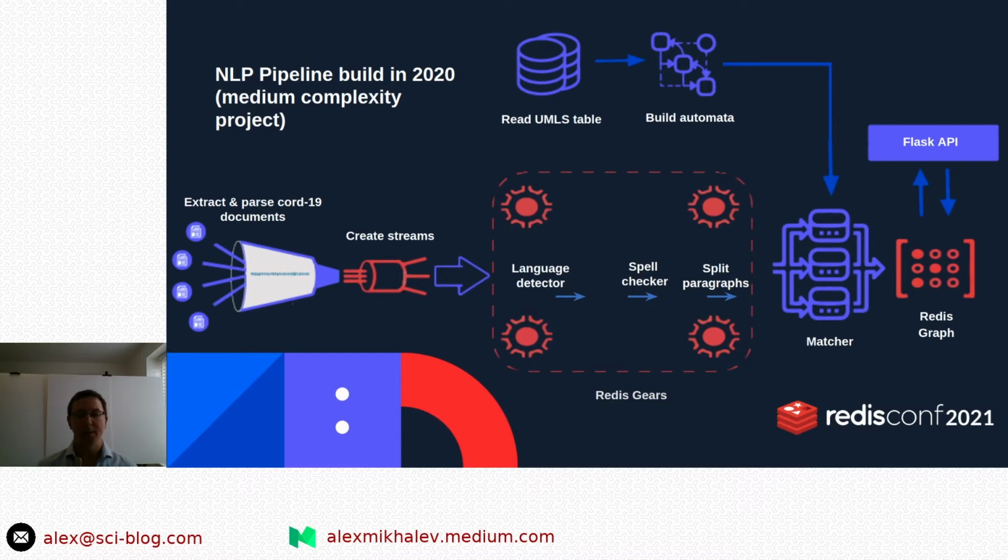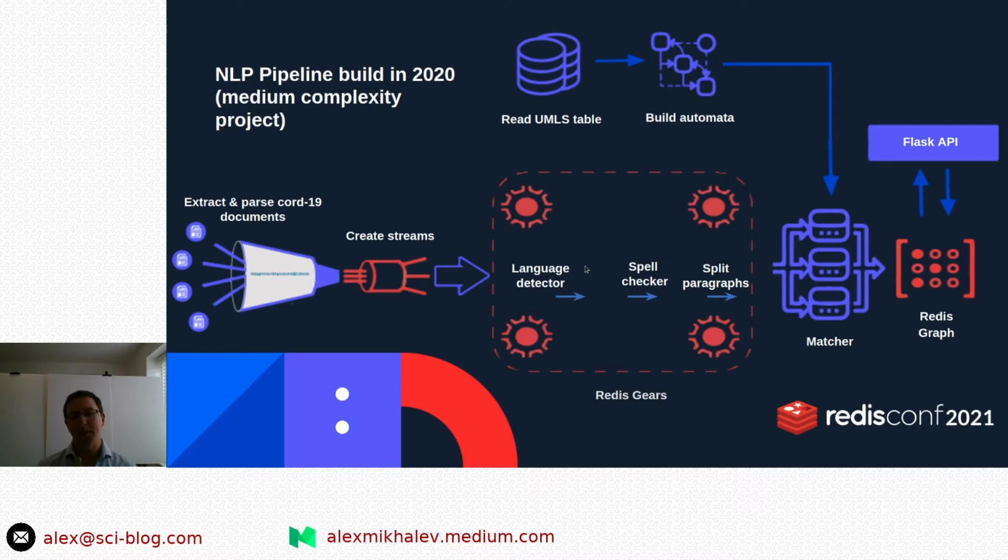Why RedisGears? The Covid-19 Kaggle dataset for the medical competition isn't large by modern standards. It's 15,000 articles, but it's larger than you can process on a single laptop. And that's where RedisGears comes into play. RedisGears allows us to distribute compute for up to 1,000 nodes on top of a Redis cluster.